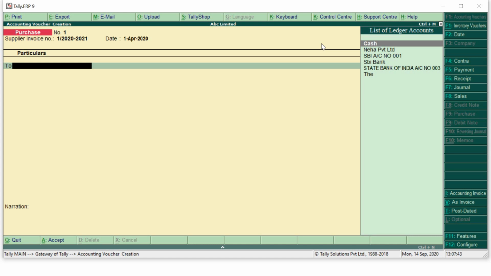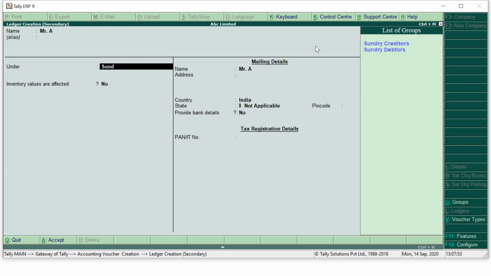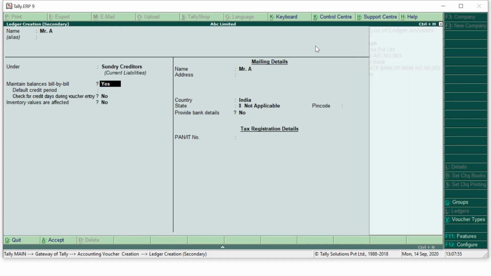Okay, so I will create Mr. A. Type Alt C. Okay, press Alt C, the shortcut key for ledger creation. Okay, Mr. A. Now Mr. A comes under the group sundry creditors. Always remember, the goods which you purchase from any party or any supplier, that party or supplier will always be your sundry creditor.